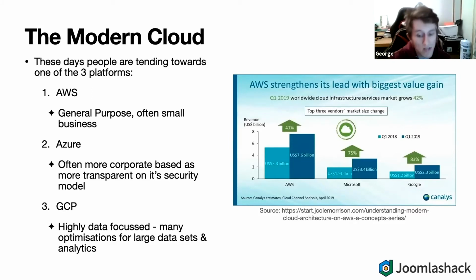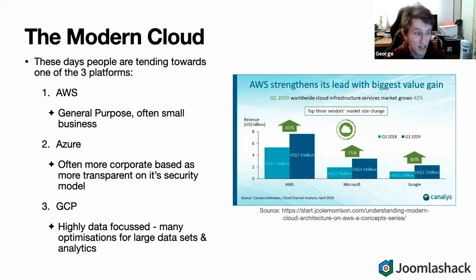So, in the modern cloud, which we were just talking about, people tend to use one of the following three platforms, although, of course, there are others. AWS, which is what I call a general purpose thing, often used by smaller businesses, by far the biggest. They have an estimated turnover these days of well over 8 billion a year. Azure, which is Microsoft's offering, often a bit more corporate based because they're more transparent with how they hold their data and how they secure the data, which bigger corporates tend to favor because they've got security honchos who are very careful about this thing.